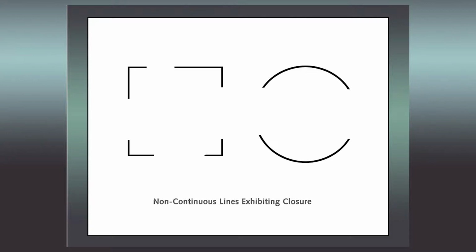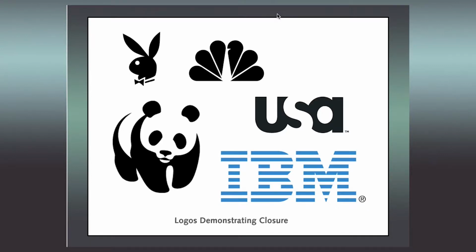Viewers are more intrigued by an image when they have to use their imagination to provide the whole design. Here's an example of closure. Most people understand that the images represented here are a circle and a square, even though they are missing substantial parts of their information. The panda bear in the World Wildlife Fund logo is imagined by closing the black lines. The image is not complete.